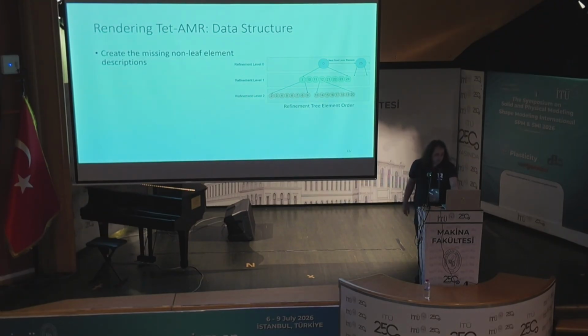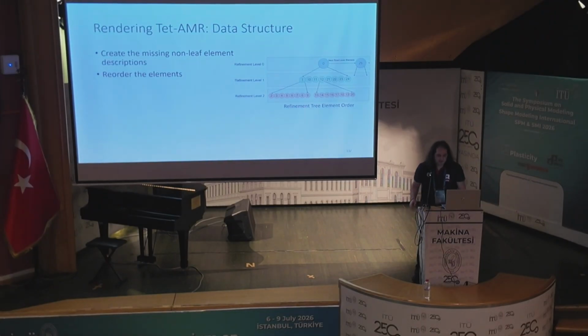So we start with the preprocessing. Unlike Holke, we also stored the non-leaf element descriptions because it's faster to render that way. Also, we reorder the elements in pre-order arrangement to again speed up the rendering. Also, the child orders we changed a little bit.